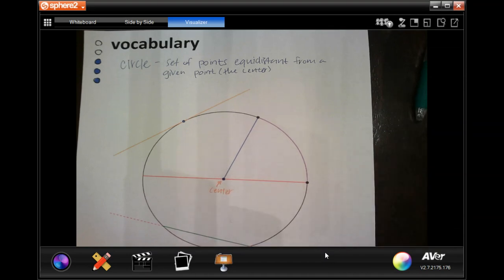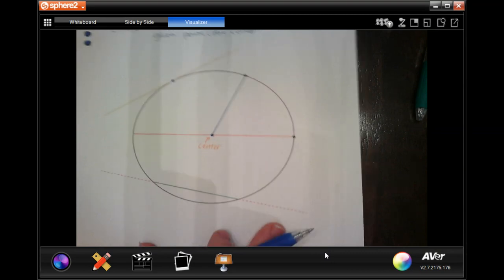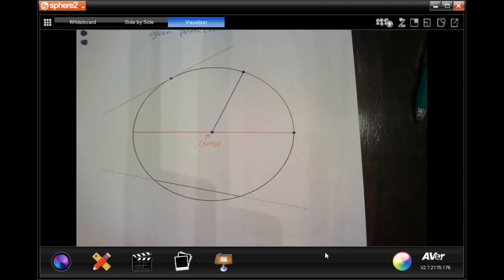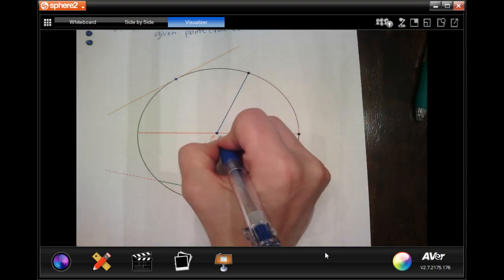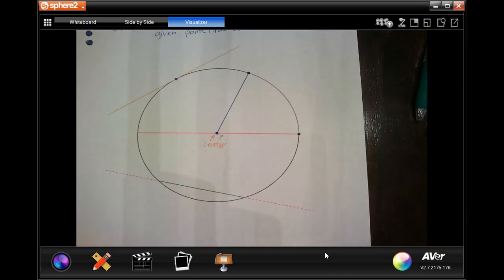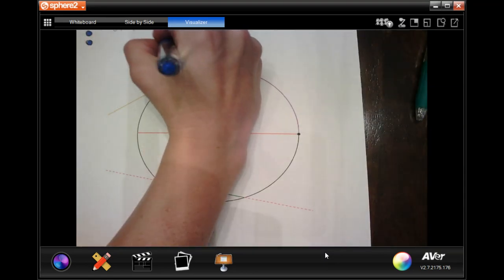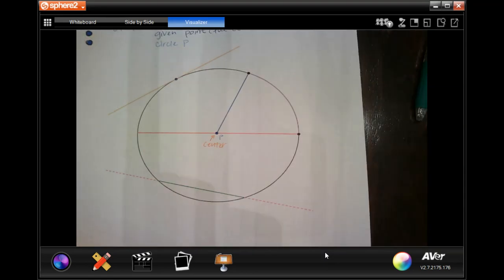Generally, our circles, let's move this up, are labeled with one capital letter. So this one, if I put a P here, then this would be circle P. We would call this circle P.